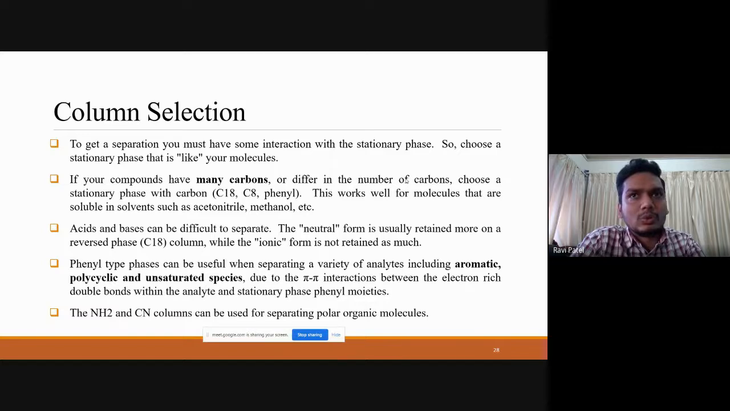Nowadays, there is such a wide range of columns available, like bonded columns, phenyl group bonded columns. Then there are certain bondings, like if we are dealing with ion exchange chromatography, some of the ion exchangers are bonded with the silica, right? So according to the nature of our analytes, we are selecting a column.